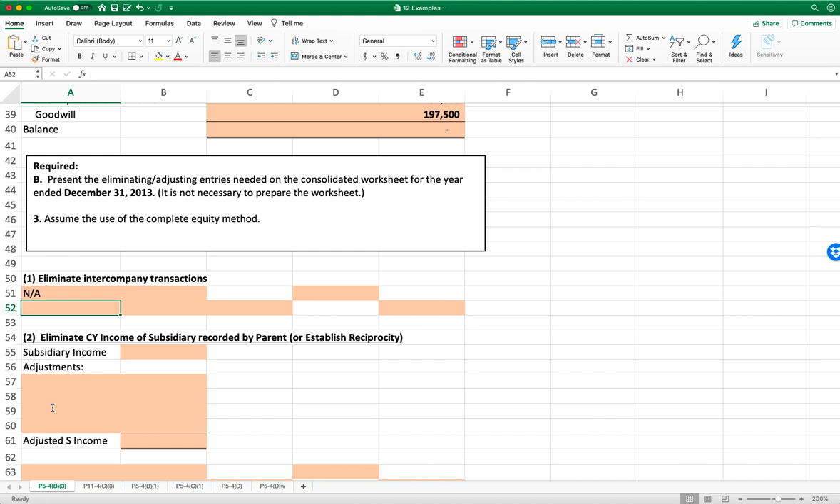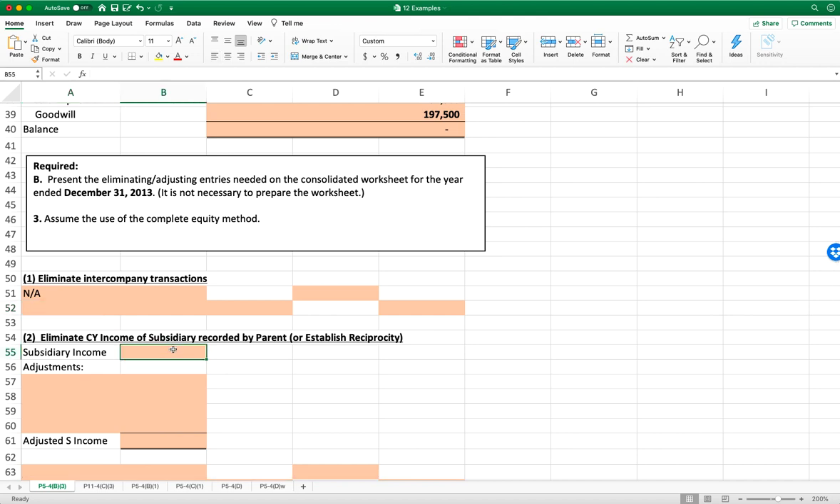Your book has been talking about the complete equity method and the partial equity method, but it hasn't really made a difference so far that we're ignoring one of them. Well, now it matters. So we're only going to do the complete equity method. And what the complete equity method means is that whenever the parent company records income from the subsidiary, they're going to take into account any adjustments due to fair value adjustments. So let me show you what that means.